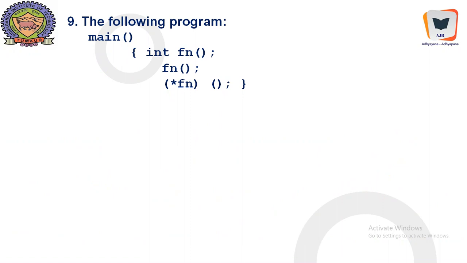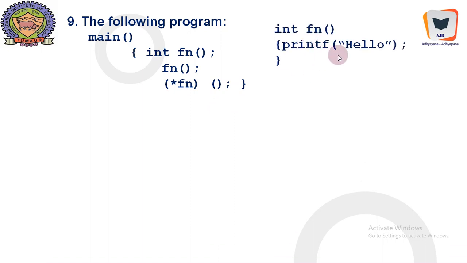We'll come to the 9th program. The following program, main, integer function. This is the prototype declaration of the function. The function is called. Here is another way of calling the function, as we told earlier in the previous question. Therefore, here the function is called 2 times in different ways. This is the conventional way. This is how we make use of the pointer along with the function.